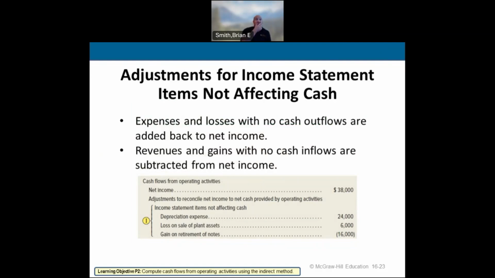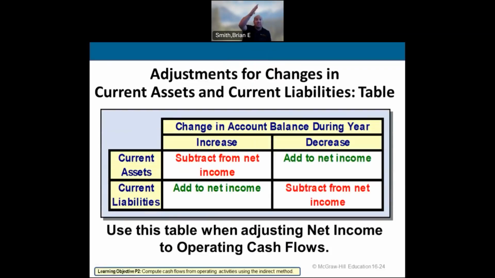So here are the adjustments again: depreciation, any gains and losses. Then this is something you've got to print off. You've got to have this. This is your golden ticket, holy grail, or whatever, of how to do these things. If you have this, you should never flub the operating activities section. Current assets is a subtraction from net income when it's an increase. You add it to net income when it's a decrease. The opposite for liabilities. If the current liabilities increase, you're adding it to net income. If it decreases, you're subtracting it from net income.